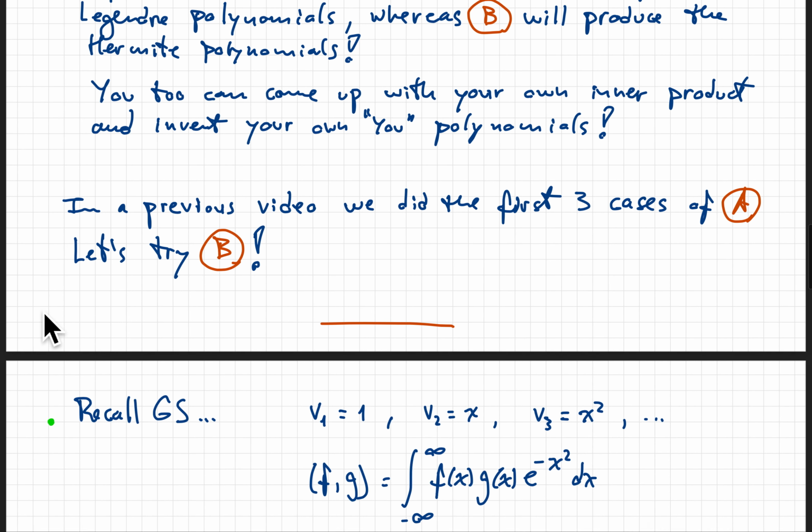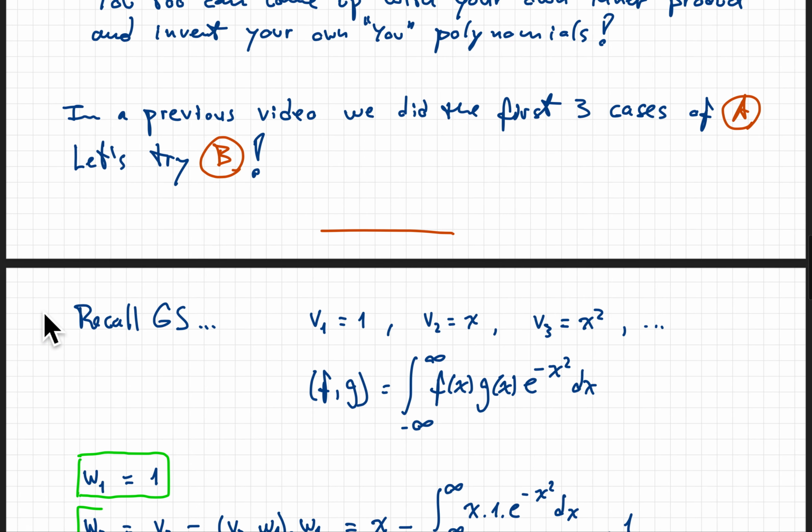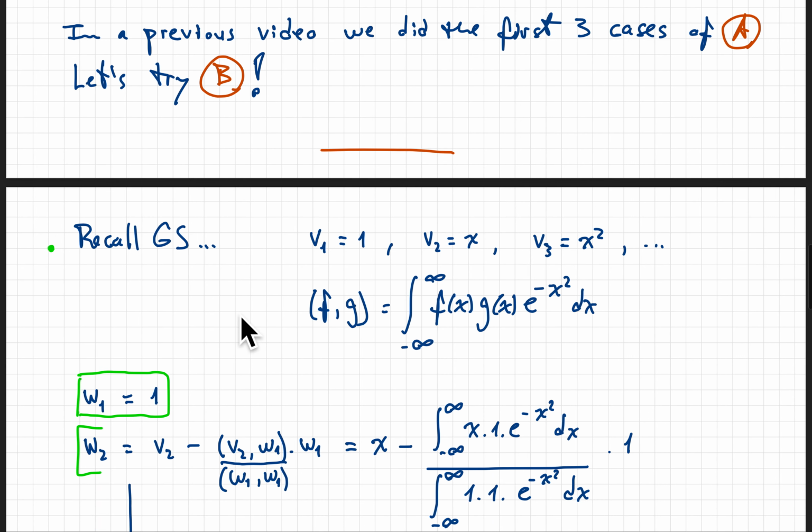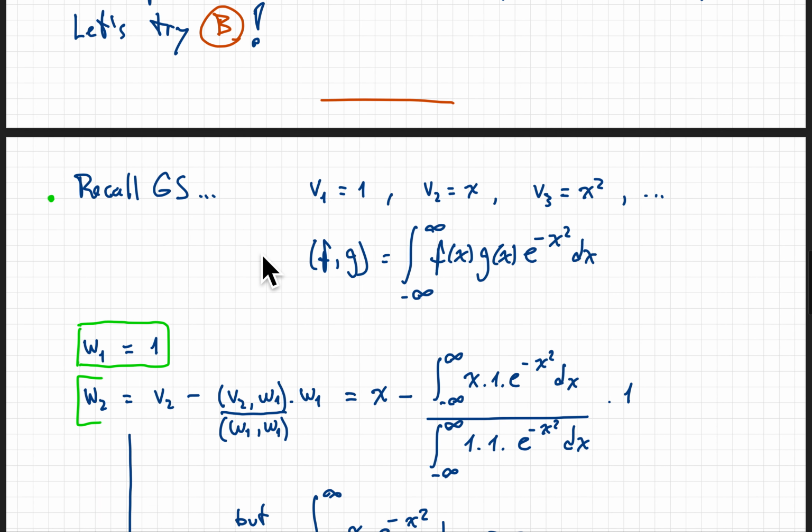So let's go ahead and let's try. Remember that in the Gram-Schmidt process, we start with vectors we call V. In our case, the vectors are V1 is 1, V2 is x, V3 is x squared, and so on and so forth. And like I said, in the case B, we're going to be taking the inner product to be the integral from -infinity to infinity, f of x, g of x, e to the minus x squared.